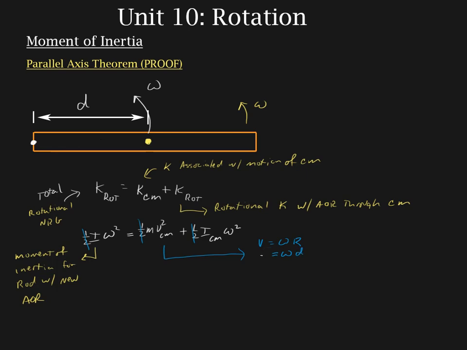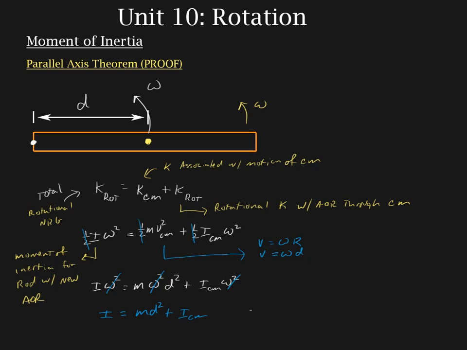So we can write v is equal to omega d, and that's going to give us I omega squared is equal to m omega squared d squared plus ICM omega squared. All right, and now we can see that the omega squareds are going to cancel with each other. And we're left with I is equal to md squared plus I through the center of mass. And that's it, we're done.